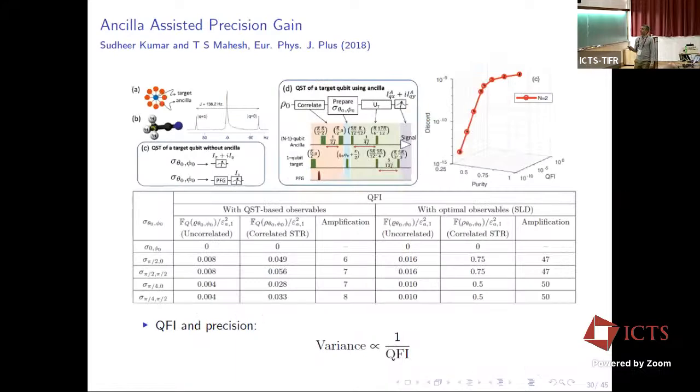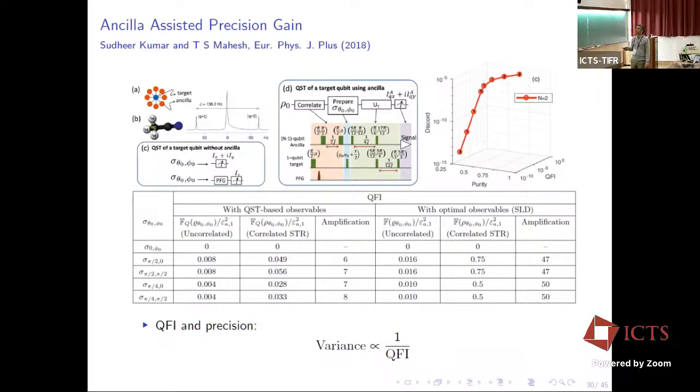Now, interestingly, in addition to making it very efficient, so that you can do it in a single shot, it also improves the quantum Fisher information. By using ancillary qubits, the quantum Fisher information can be amplified by a factor of up to 50. That is very interesting because we know that quantum Fisher information and precision are inversely related. The variance is inversely proportional to the quantum Fisher information. And so if you increase the quantum Fisher information by 50, that is a real boost in the precision.